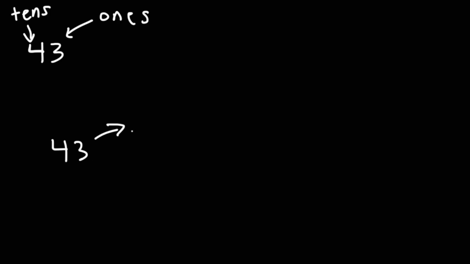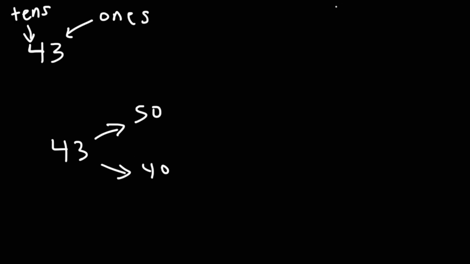In today's lesson, we're going to talk about how to round numbers to the nearest 10. The first digit, the 3, that's in the ones place. The second digit, the 4, that is in the tens place. So when you want to round 43 to the nearest 10, you have two options. You can either round it up to 50 or down to 40.